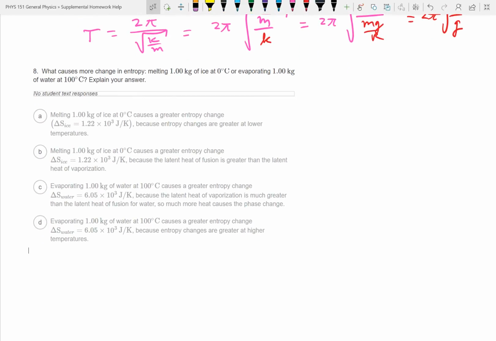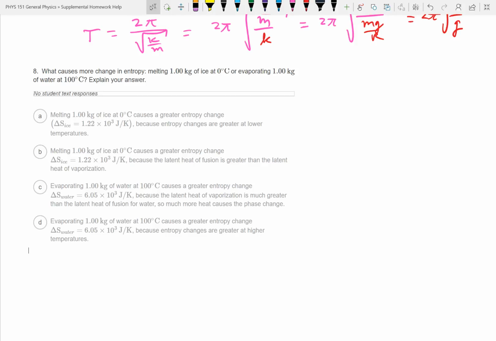Okay, so the next question: what causes more change in entropy, melting 1 kilogram of ice at 0 degrees Celsius or evaporating 1 kilogram of water at 100 degrees Celsius? It's the same concept. We have all these different answers here. But don't we already know that water has a higher specific heat capacity? So would that factor in? Well, it actually doesn't.